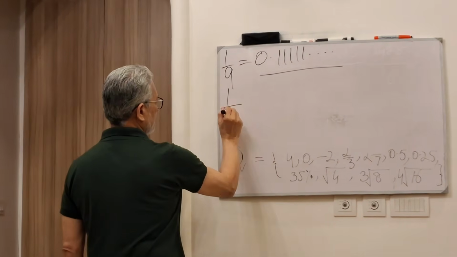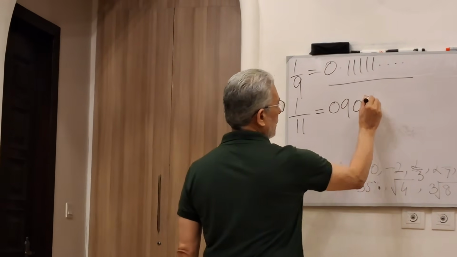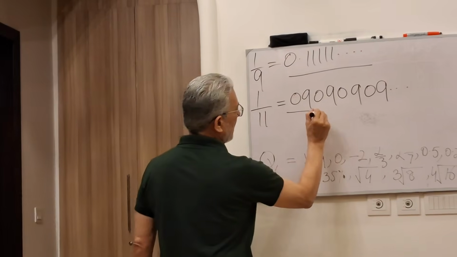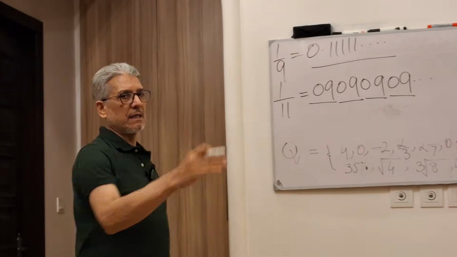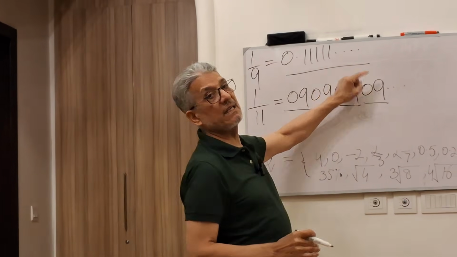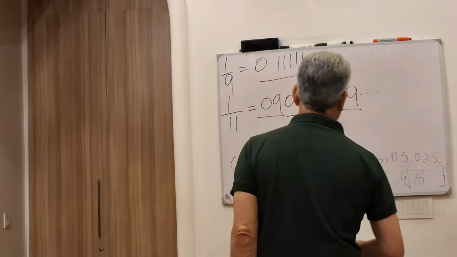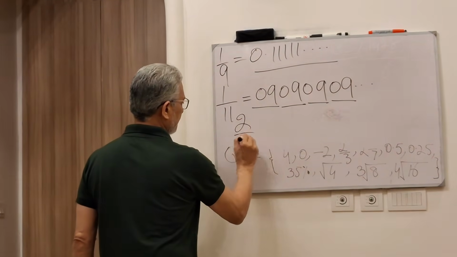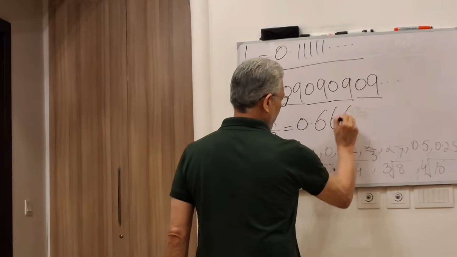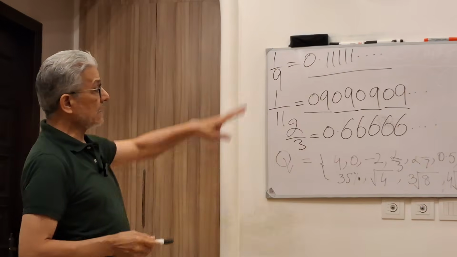Okay, divide 1/11. What will you get? 0.0909090. It keeps on repeating. This pair, 2 digits are repeating. So there is a pattern. So this is also a rational number because it is a repeating and non-terminating decimal. Okay. Can you give me some other example also? Yes. What about 2/3? 0.666666 keeps on repeating.